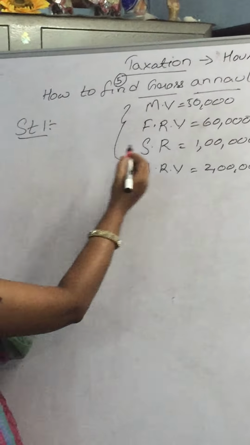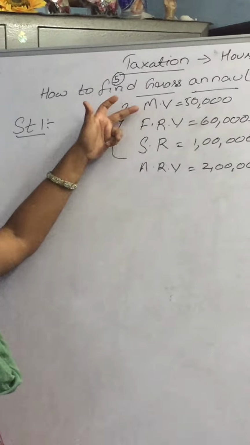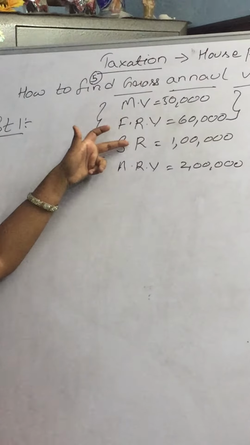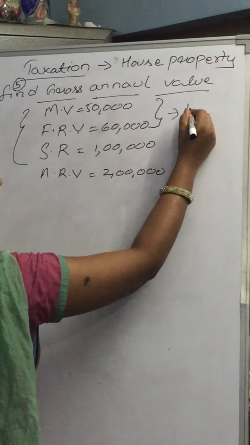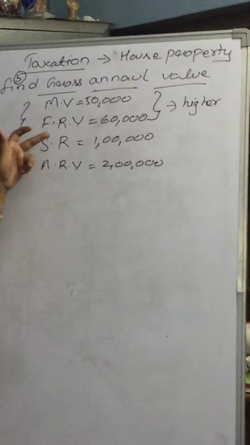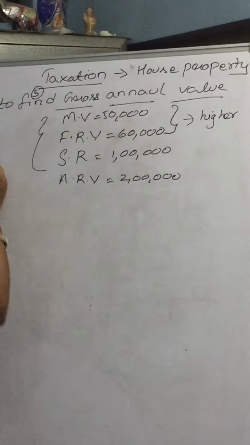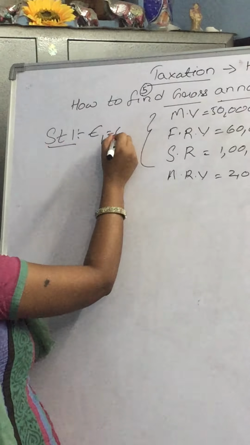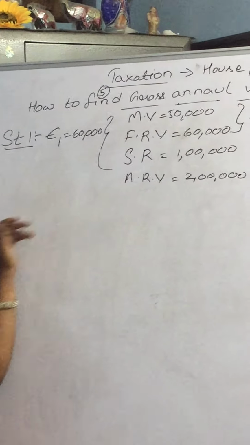The first step is we need to compare municipal value and fair rental value, whichever is higher. Whichever is higher here is 60,000. This is known as E1. E1 is equal to 60,000. This is step 1.